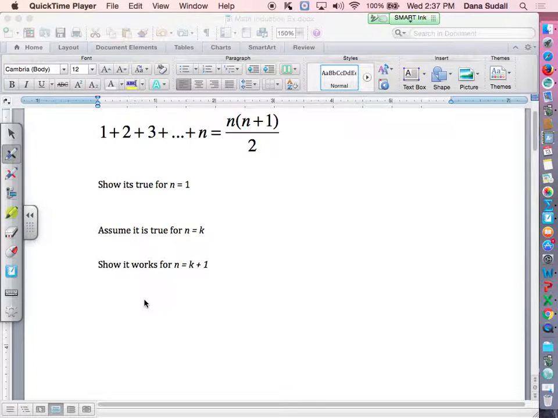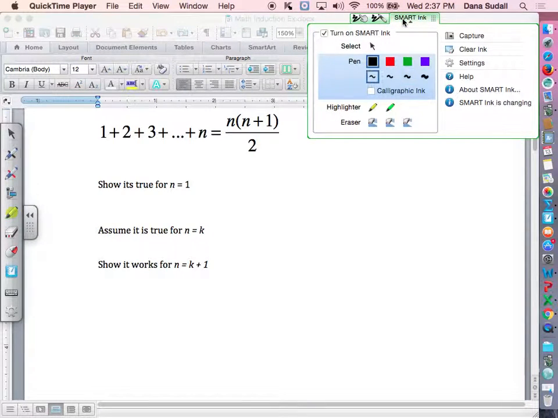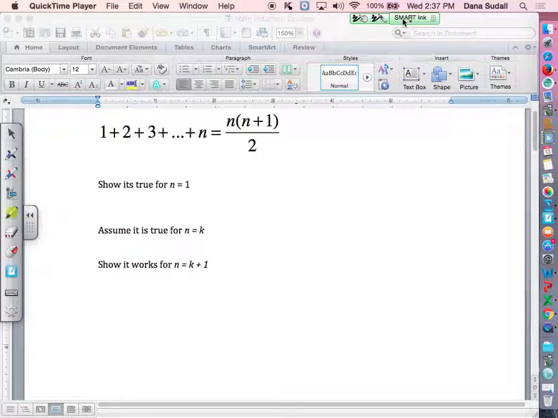There are really three steps that you have to go through to prove by math induction. The first one is to show that the sequence, the series that you have, is true for the first value, which is n equals 1. So in this equation, if I plug in n is 1, I'll have 1 on the left side, 1 times 1 plus 1 over 2 on the right side. And if I simplify, I'd have 2 over 2 on the right side, which is 1. So it's true for the first term.